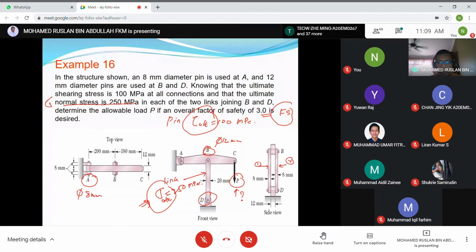As usual, the first step to solve this problem is to draw the free body diagram. We have two members here, members ABC and BD. Which member should we consider to draw the free body diagram? Is it ABC or BD? Which body? ABC, should be ABC.